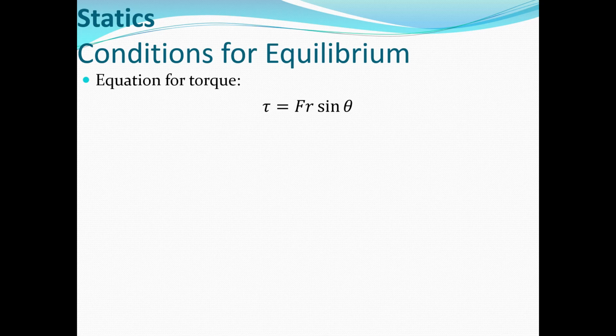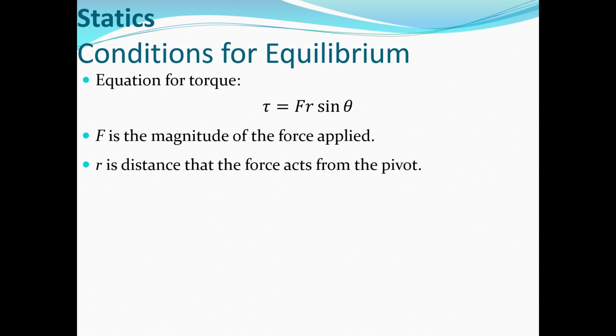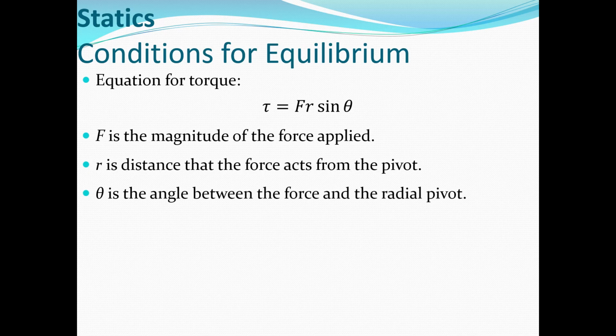This is the one that we're going to be using. So basically the torque is related to the rotation caused by a force. I always think of it as the rotational force, if you will. So the equation is Fr sine theta. F is the magnitude of the force being applied onto the object. R is the distance that force is applied from the pivot. Whenever you have an object that can rotate, you have a location that's called the pivot point. So R is that distance from the force to the pivot.